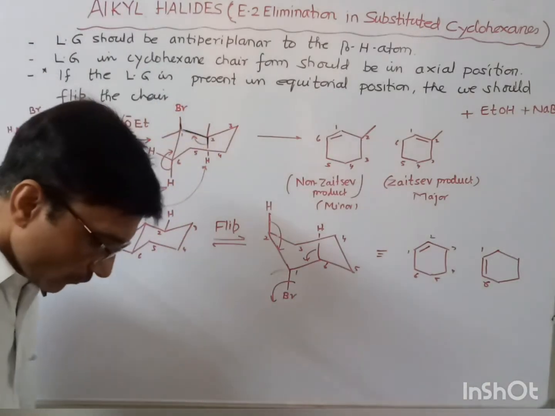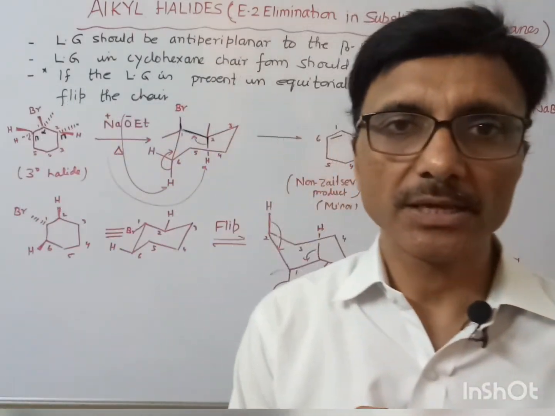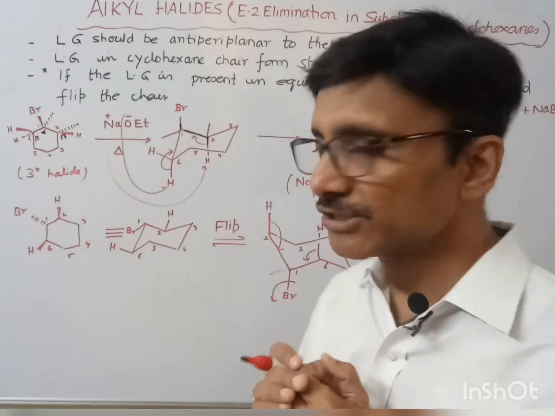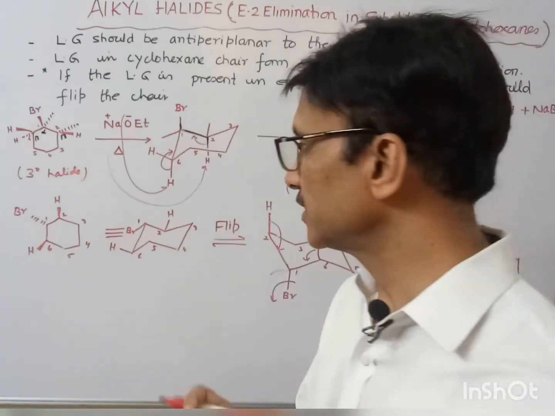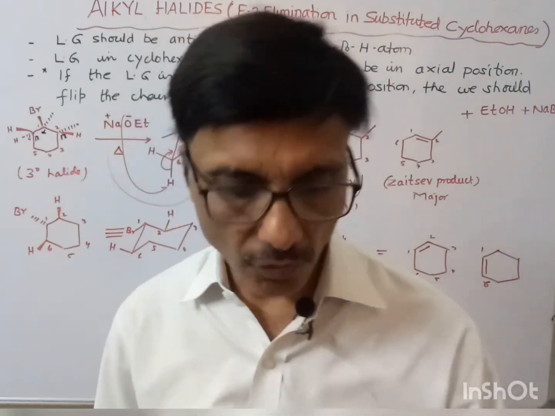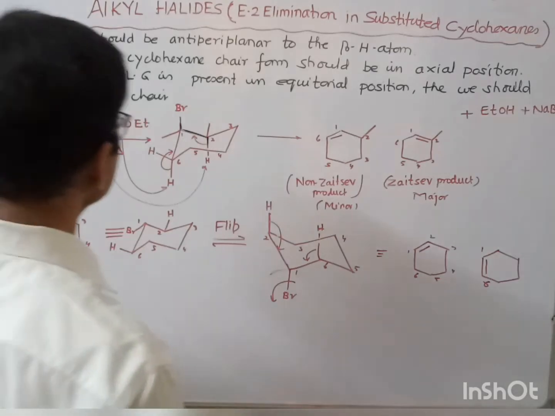So here what we have seen is that if the bromine is not present in the axial form, to write the correct product we should first write it in a chair form, and then we may proceed to the product. Okay, so let's see another example.